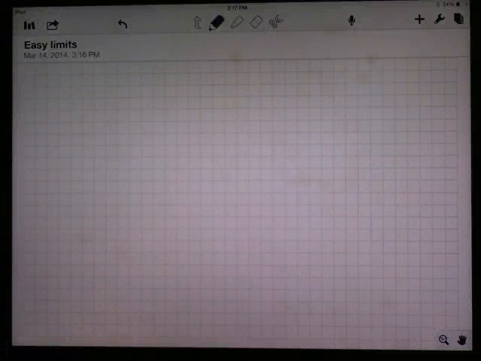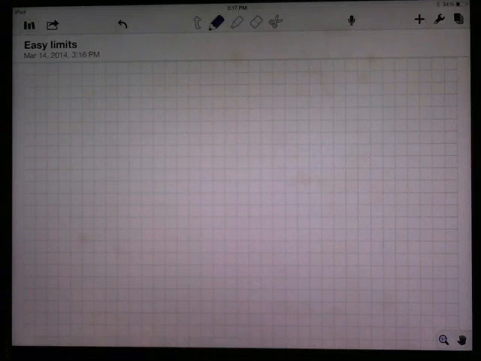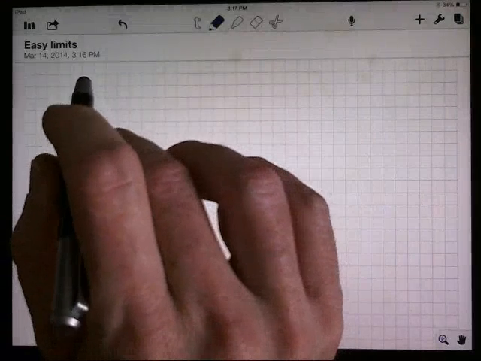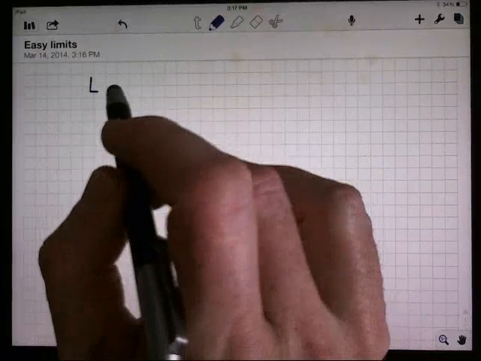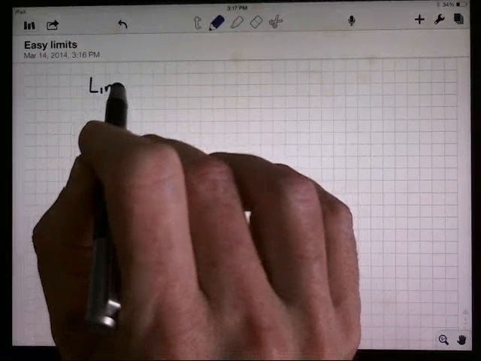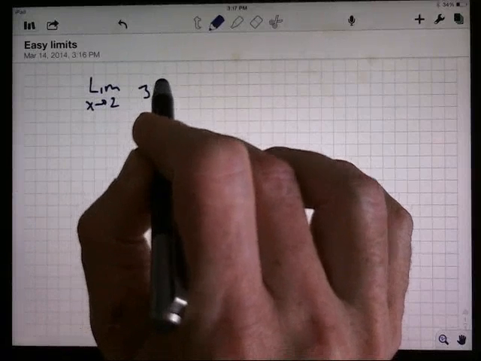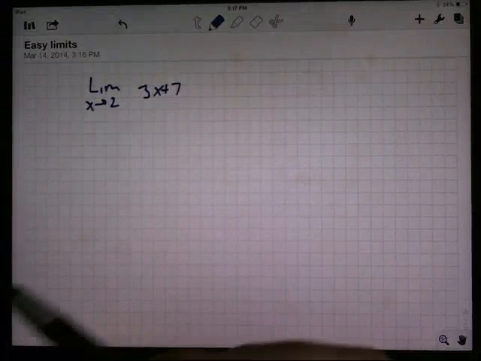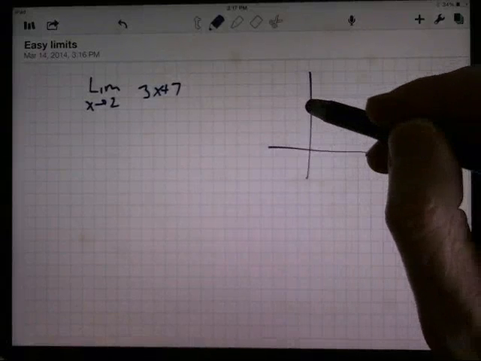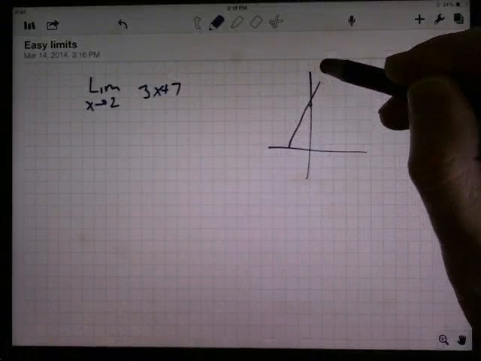In a lot of the work that we do with limits, we have a tendency to look at the limits that are more difficult to calculate, the trickier ones. But for the most part, limits are really easy. If you're looking at a function that doesn't have anything going wrong, let's take the limit as x goes to 2 of 3x plus 7, right?